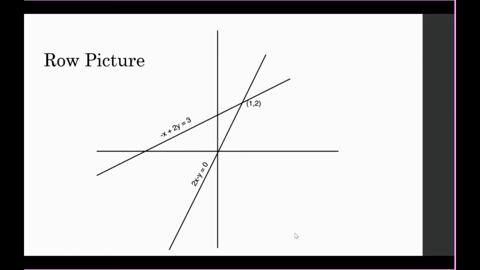So this is 2x minus y is equal to 0 and minus x plus 2y is equal to 3. 2x minus y equals 0 is a line passing through the origin. You can see that (1, 2) is the meeting point of these two lines. That means this (1, 2) satisfies both equations, so it is the solution of our equations.